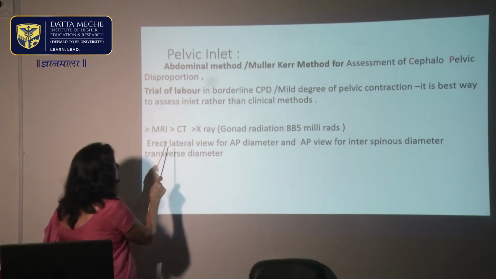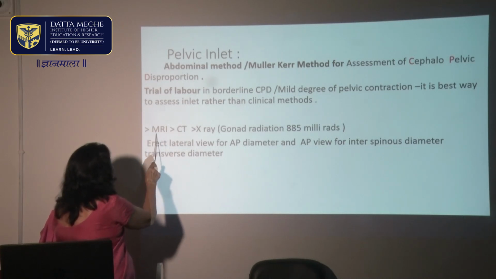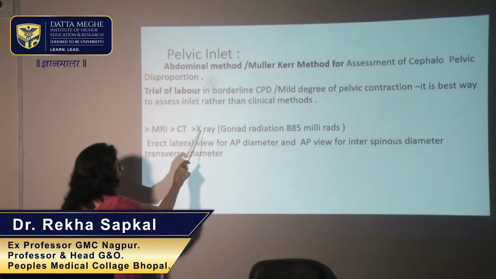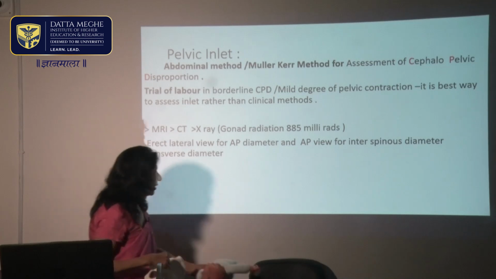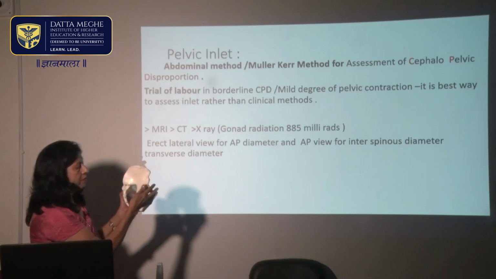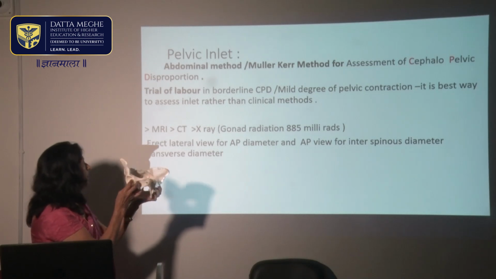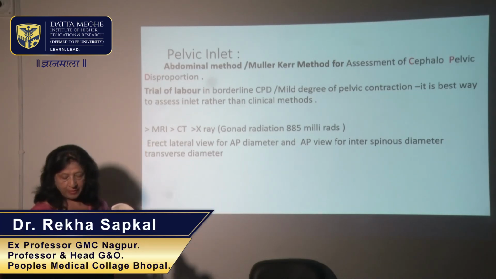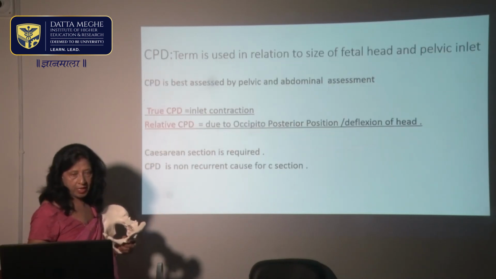There are other methods of assessing the pelvis. This question is asked for the MCQs. MRI is better than CT and CT is better than X-ray. However, radiation exposure is avoided. Gonad radiation is 885 millirads in these cases. Erect lateral view is taken, like this. Both acetabula are overlapping and this is the AP view where interspinous distance can be measured. So, these are the indications for X-ray pelvimetry, where radiation exposure is there.